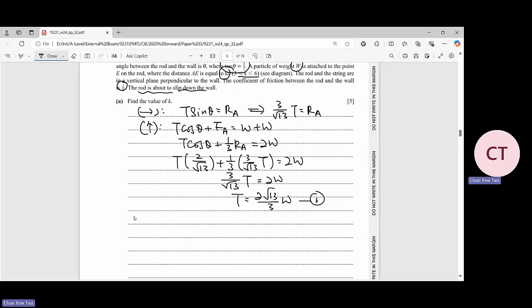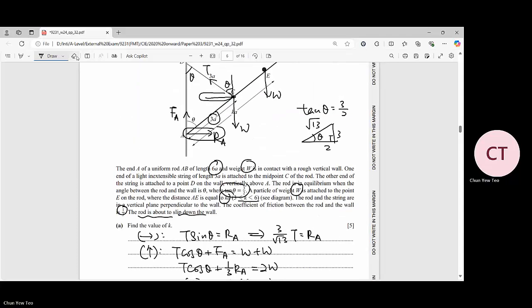Then we find the moment about A. To find the moment about A, I will not use this T. I will use this T sin theta and this one T cos theta to find the moment. That will be easier for me. If you want to find the moment about A, just focus on the A here. Then you can ignore the RA and FA.